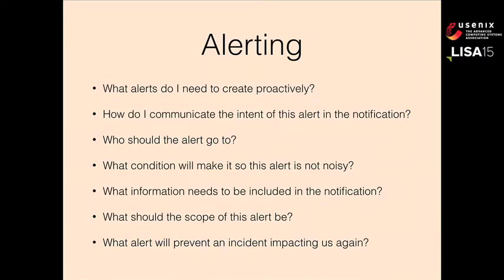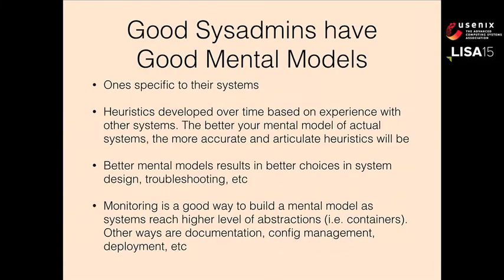So for alerting, you need to ask yourself things like, what alerts do I need to create? And that could be proactively, such as, I think this could be a problem, so I'm going to create this alert, or what alerts do I need to create so something that impacted us again does not catch us off guard? And you need to decide who does it go to, what is the scope, what is the intent, how do I communicate it, how do I make it less noisy? So there's a lot of decisions, and all this builds our mental model.